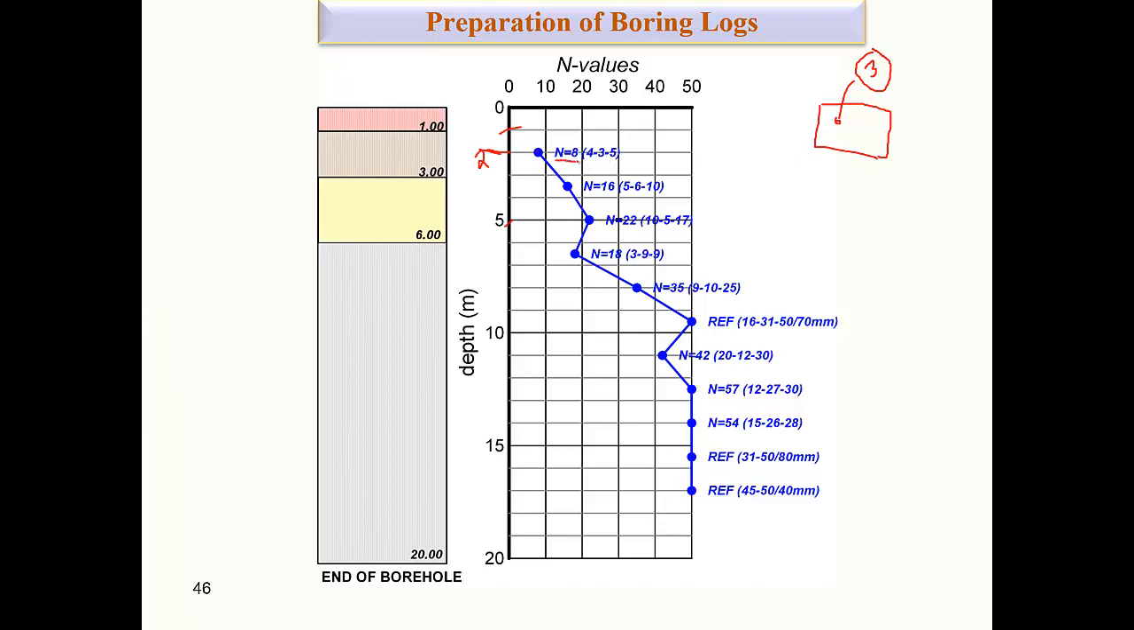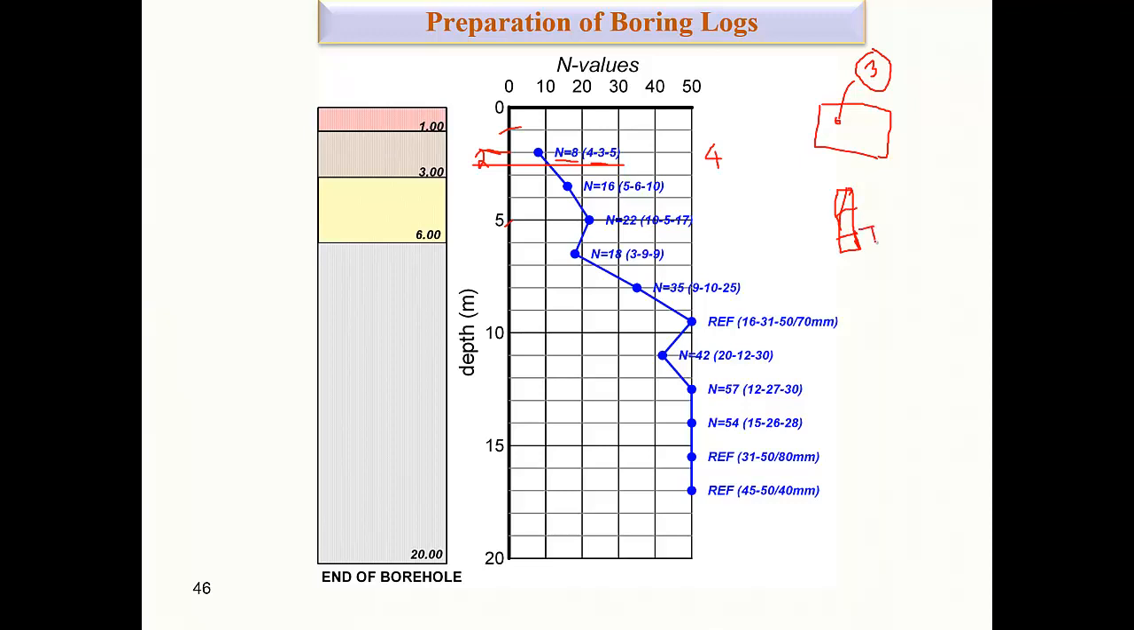What is the value of N here? Can you see? 4, 3, 5. 8. And what are these? 4, 3 and 5. So depth, sir? No. This is the number of blows. First blow, first insert there. Very nice drawing, right?